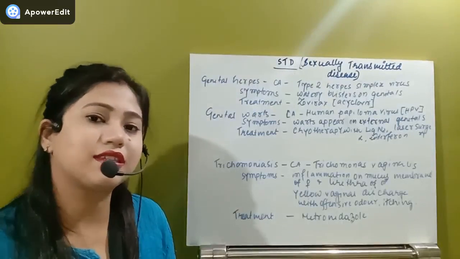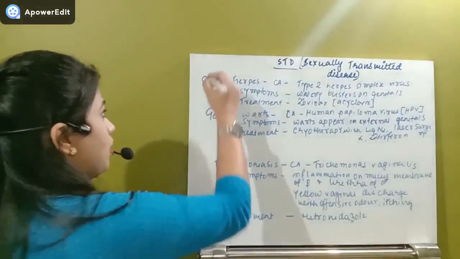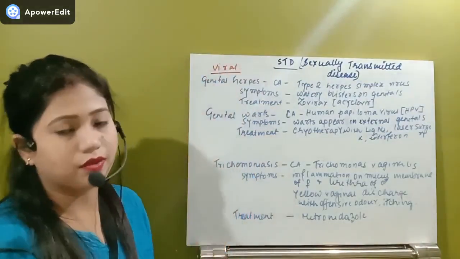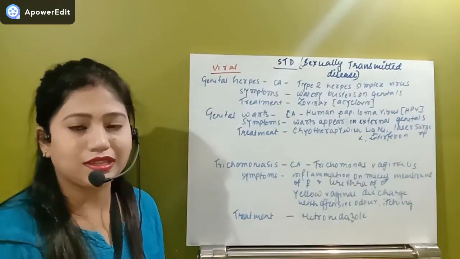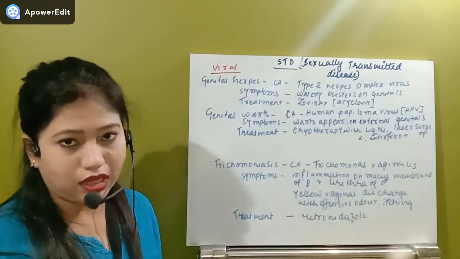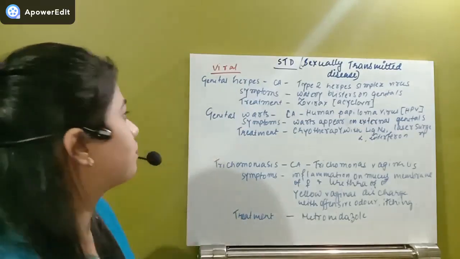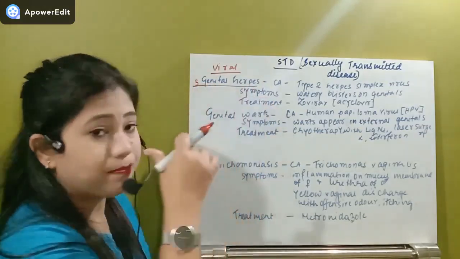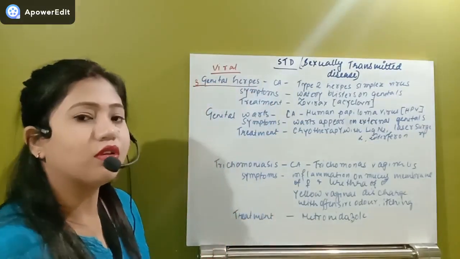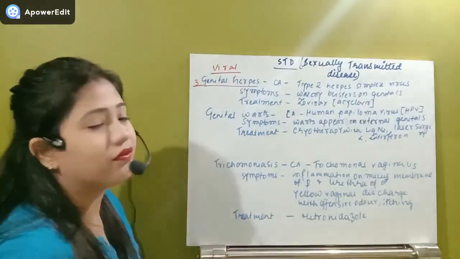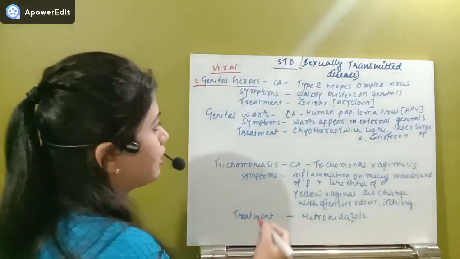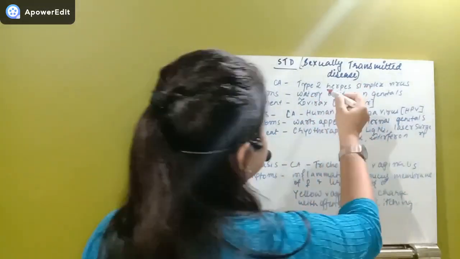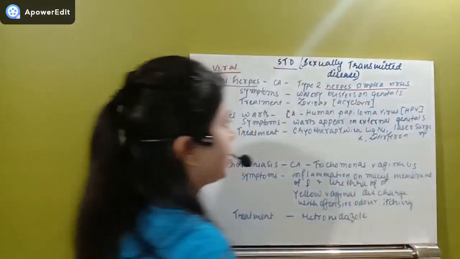After that, the next type of viral disease. First we discussed HIV AIDS, second hepatitis B, and after that the third viral disease we have seen is genital herpes. Herpes is also one type of viral disease. The causative organism is type 2 herpes simplex virus. Remember, this is herpes simplex virus.